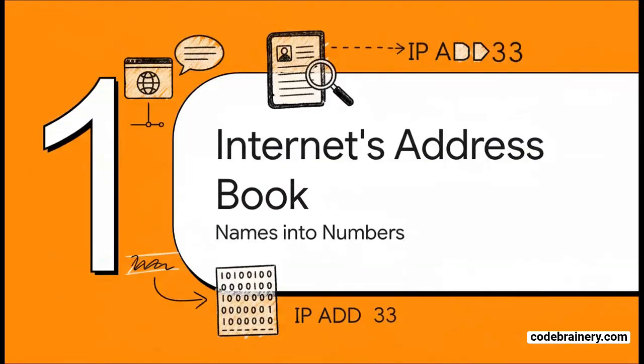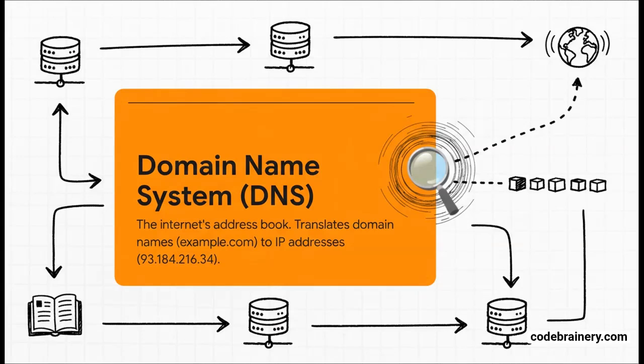Okay, first stop. Let's see how the browser actually finds its destination. See, your computer doesn't get what example.com means. It only speaks in numbers. So the very first challenge is translation. This whole translation thing is handled by the domain name system, or DNS. The easiest way to think of it is as a massive distributed address book for the entire internet. Its one and only job is to look up a name that we humans can read and return the correct numerical IP address that machines can understand.